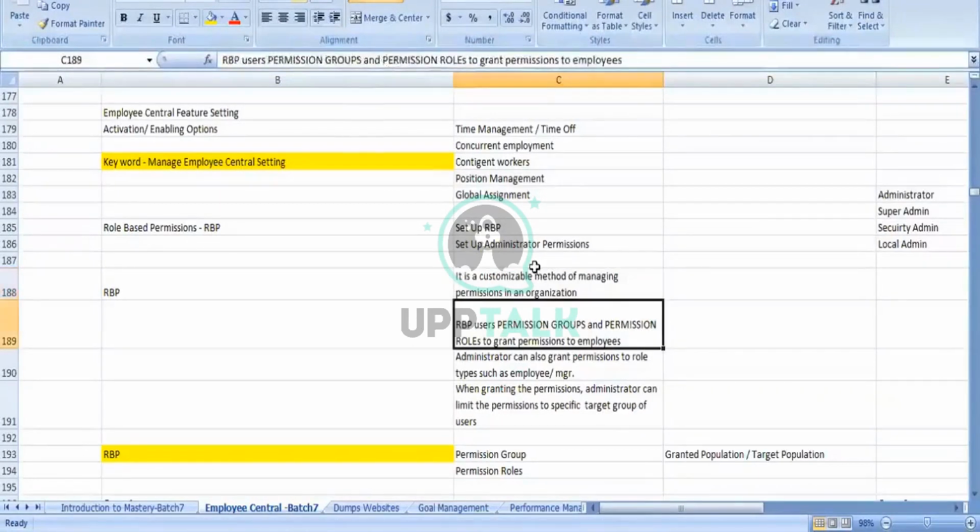Role-based permission is divided into two parts, that is, permission groups and permission roles.